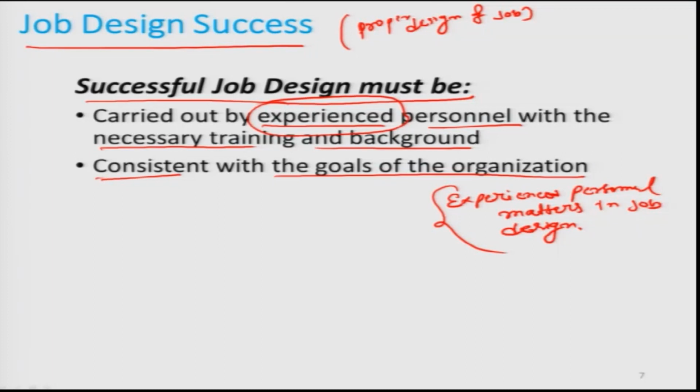And second thing, consistent with the goal of the organization, means whatever you are designing for a work system, always keep in mind what the goal of your organization is. If you deviate from that goal while designing a work system, it will not work in actual conditions, because the goal is the top priority, and it must be kept as the top priority.